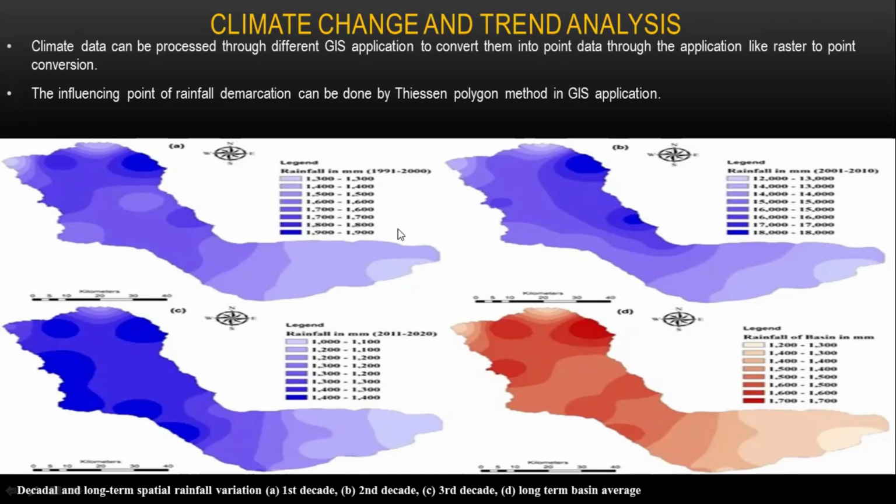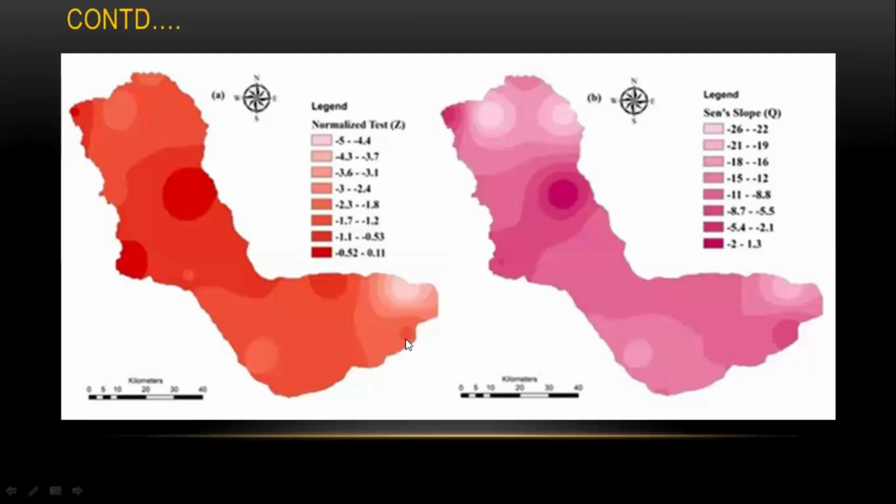So from the legend over here, one can easily understand the nature of rainfall distribution in the whole basin in each decade, and also the rainfall for the entire period from 1991 to 2020. The entire scenario can also be understood through this particular image over here. So one can easily understand that these are the pockets which are having more rainfall, and these are the pockets which are having the least, that is, the eastern part is having the least rainfall.